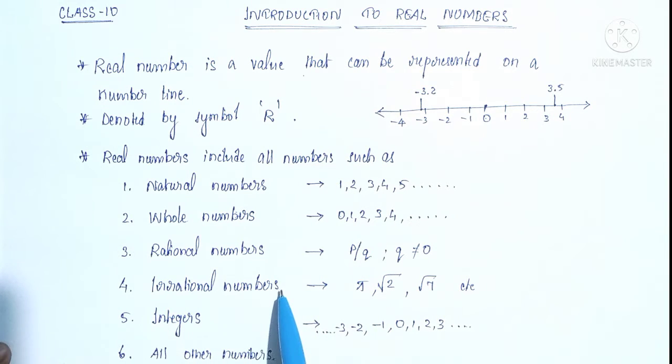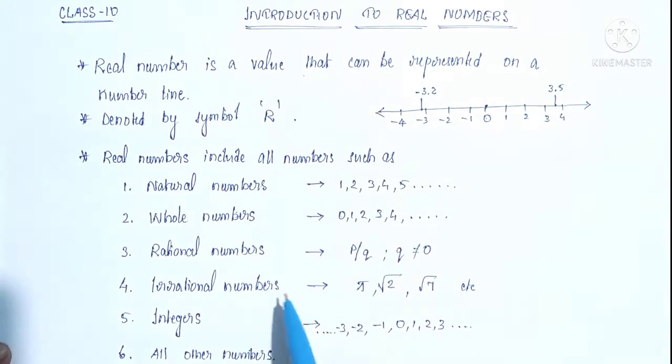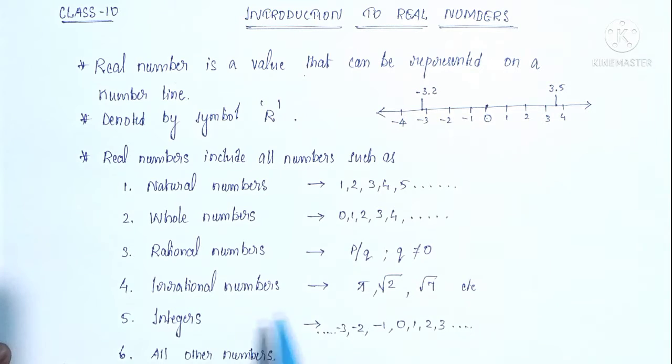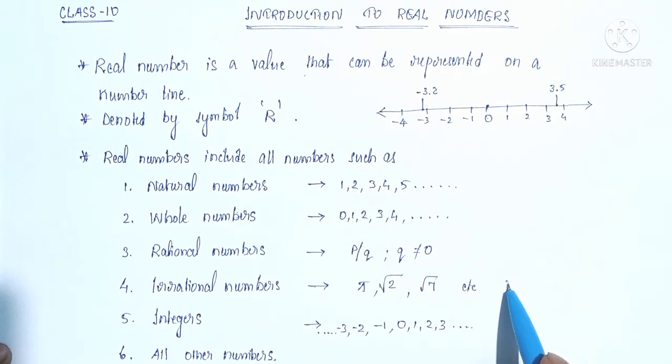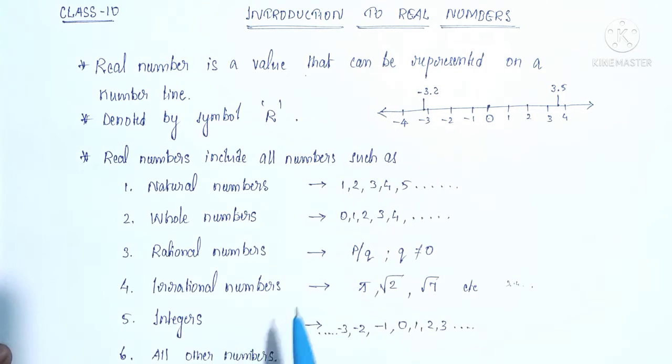The next one is irrational numbers. So just the opposite of rational numbers. Any numbers that cannot be written in the form of p by q are known as irrational numbers. Examples are pi, the value of pi, that is 3.14, it goes on, it doesn't stop. The value of root 2, the value of root 4, those are the examples of irrational numbers.